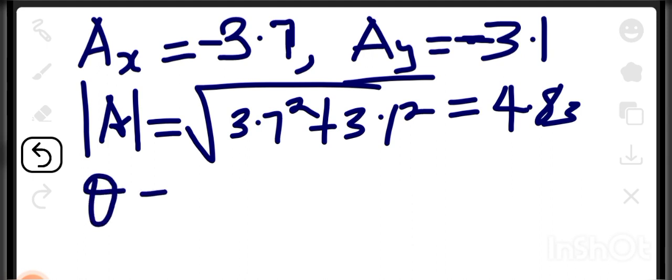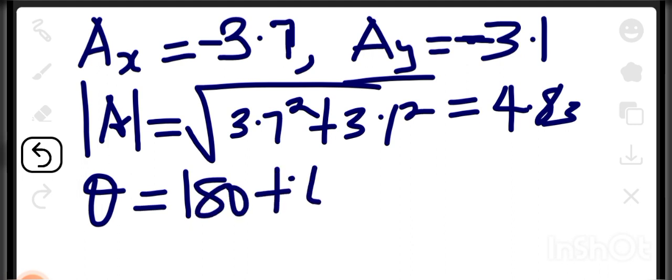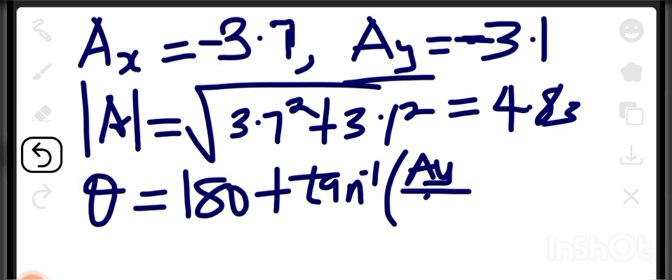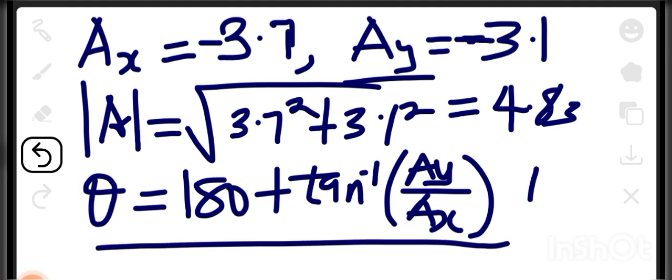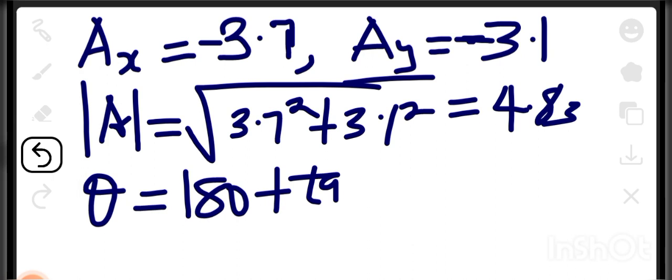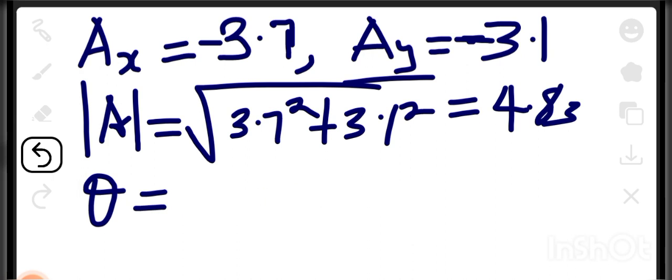Theta will become 180 plus tan inverse of AY over AX. It is possible if both AX and AY are negative. Just take note of them. Then lastly, the last one, there are 4 rules. If AX is positive, then AY is negative, like the case of this question now.